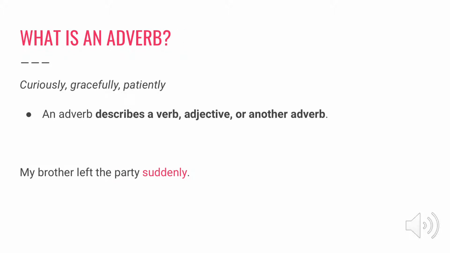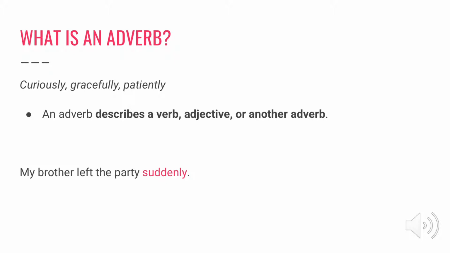What is an adverb? An adverb describes a verb, an adjective, or another adverb. Some examples of adverbs are curiously, gracefully, and patiently. And an example of an adverb in a sentence is something like, my brother left the party suddenly. You'll notice that all the adverbs that we used as examples end in ly. So many single word adverbs end in ly, but not all of them. Some other examples of adverbs that end in ly are peacefully and happily.